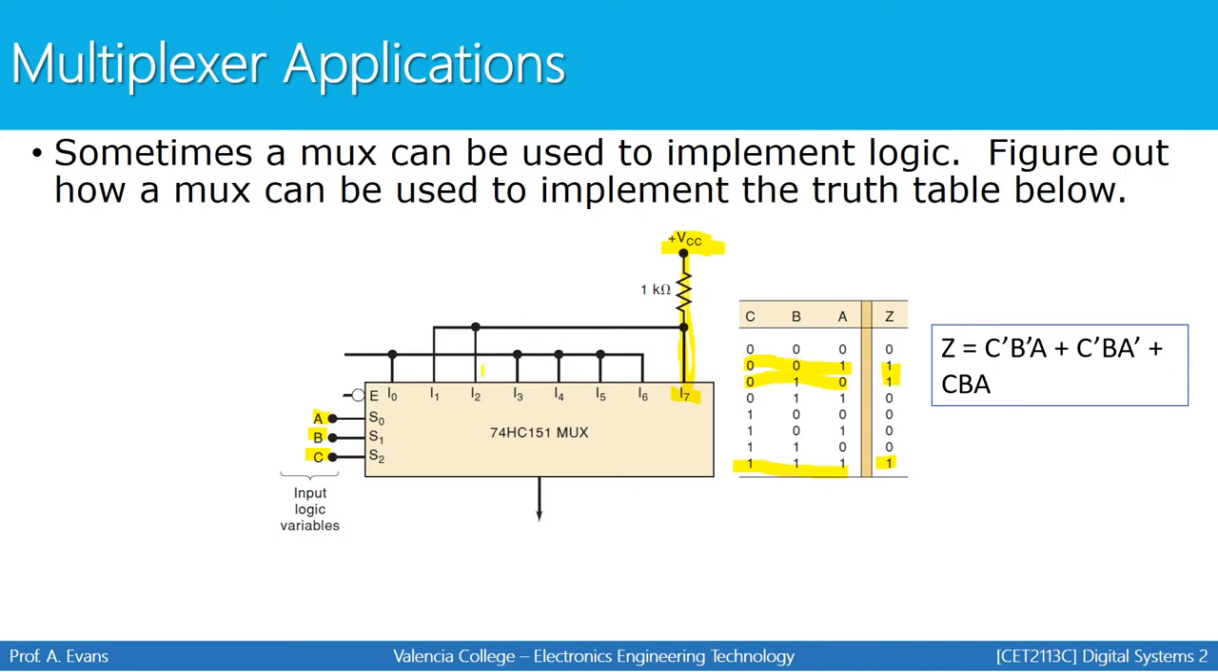Well, 010 is 2, so connect input 2 to power. When CBA is 001, I need a 1. So 001 corresponds to the number 1, connect input 1 to power. For all the other combinations, I want a 0 out, so connect all the rest of them to ground. So now I can use this multiplexer to implement a logic function.